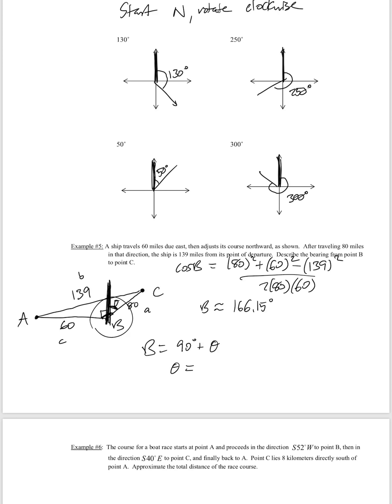And so if I'm solving for that angle, that means I have 166.15 degrees. Subtract that right angle out to get what I have left. So my bearing is north 76.15 degrees east.